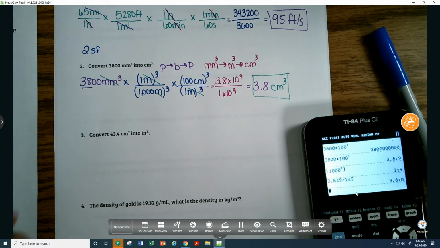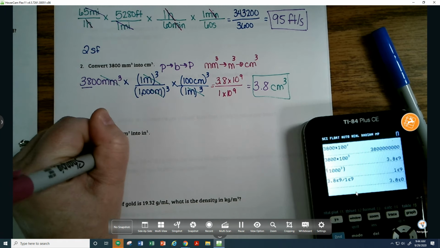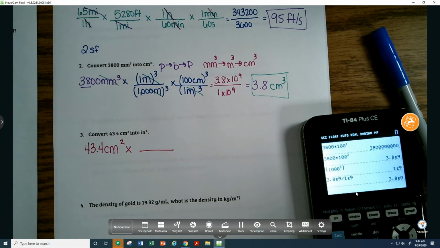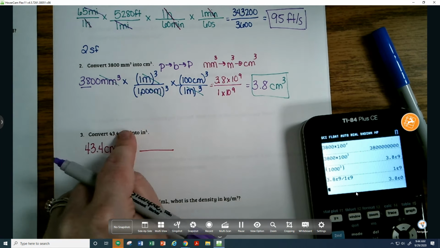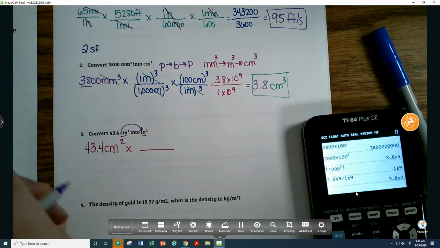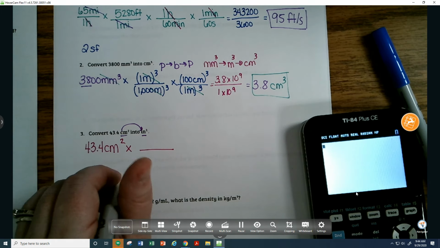So when you go to set up number 3, you have 43.4 centimeters squared in this particular situation. So what I recommend you do is just cover up that exponent, kind of ignore that. What this is telling you to do is convert centimeters into inches. So you're going to use your Holy Grail sheet to find that conversion factor.